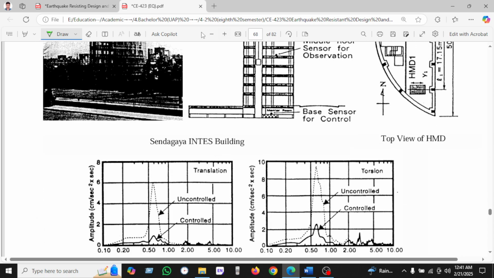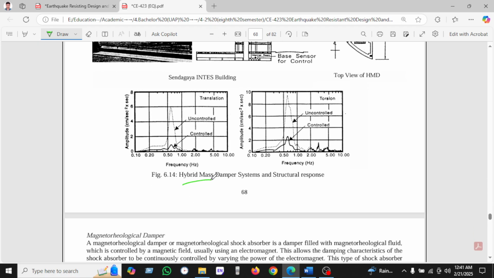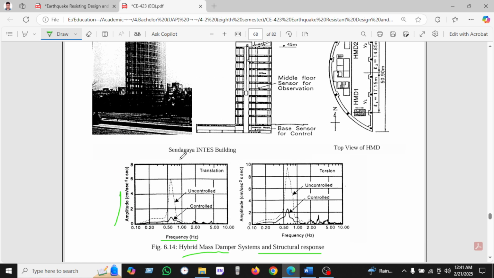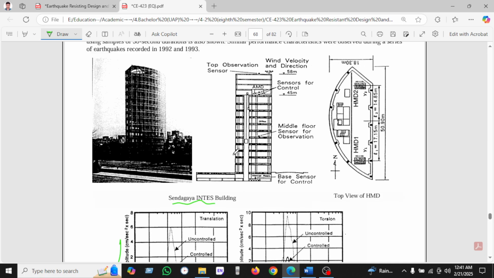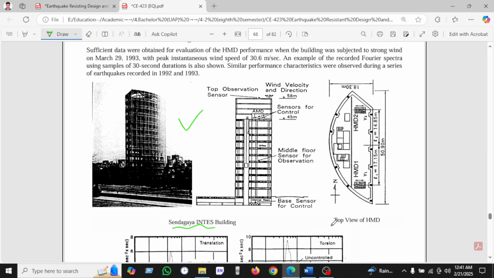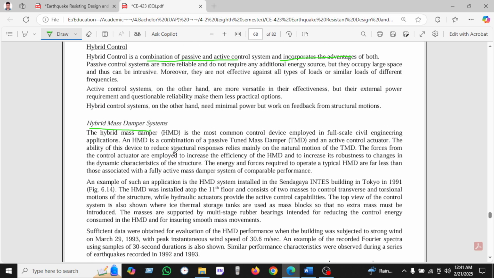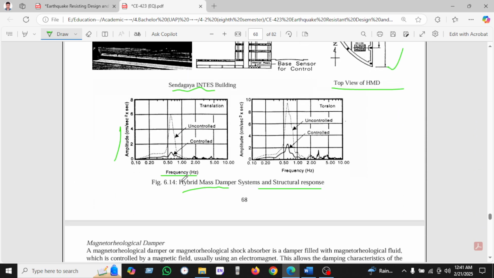Here is the graph. If we see the hybrid mass damper system in natural response, the x axis is frequency and the y axis is amplitude, in centimeter per second square. Here is the Sendagaya Intel building. We can see this building and the top view of the HMD. This is the top of the building, and inserted here is this HMD, which is the hybrid mass damper. Here I'm just skipping.